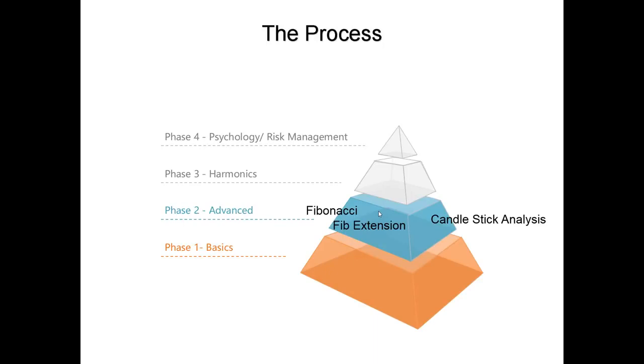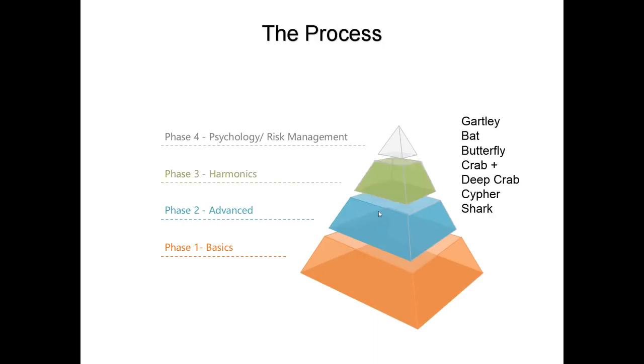And then step three is going to be the advanced stuff. That's going to be the harmonics: the Gartley pattern, the bat pattern, the butterfly, the crab, the deep crab, the cipher, and the shark. You can write them down, because you need to study each one separately to recognize when they're happening. The market is random, it's not going to throw you the same pattern over and over again, so you need to understand each one and how to spot them. I'll give you guys a second.